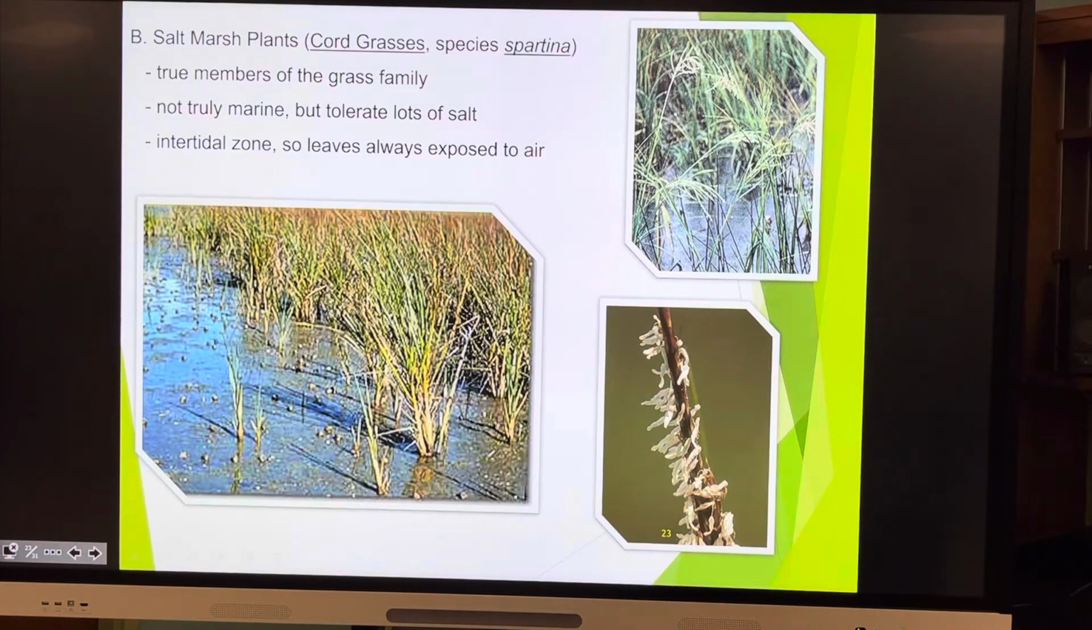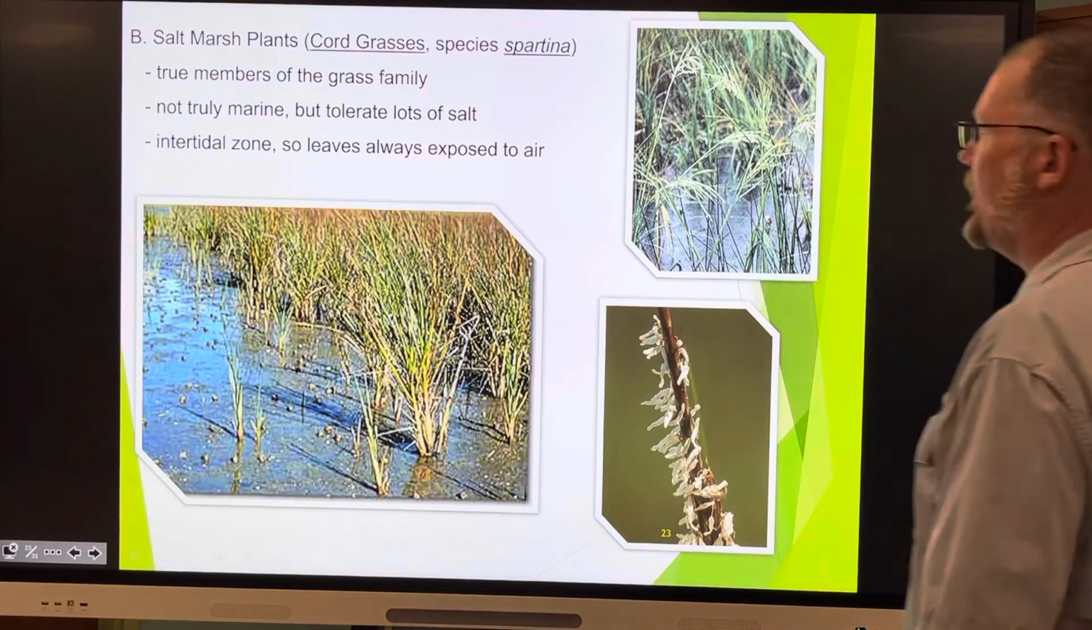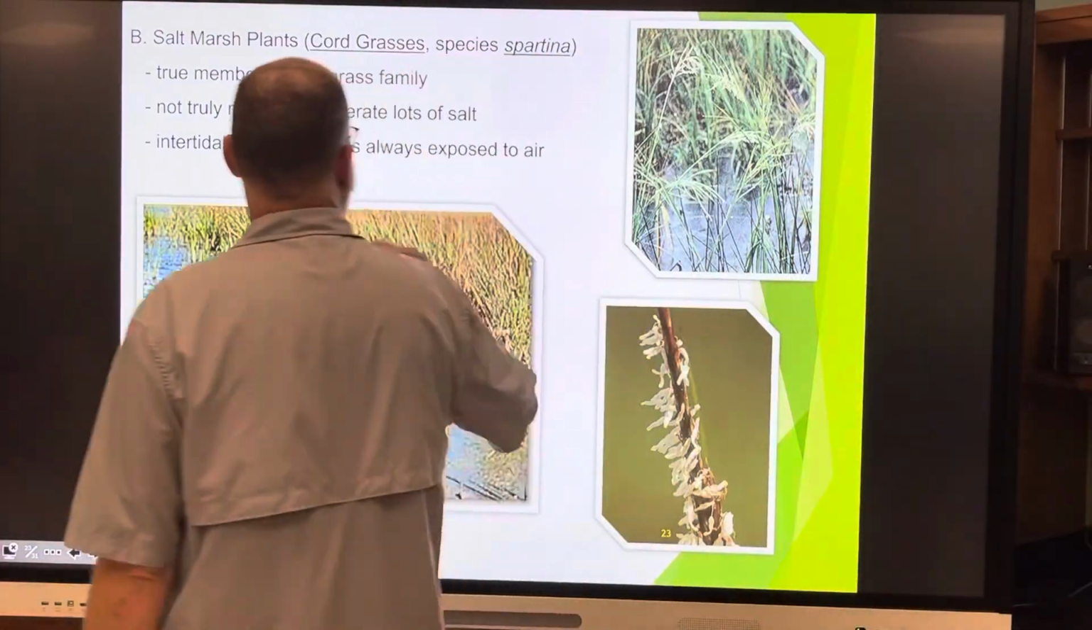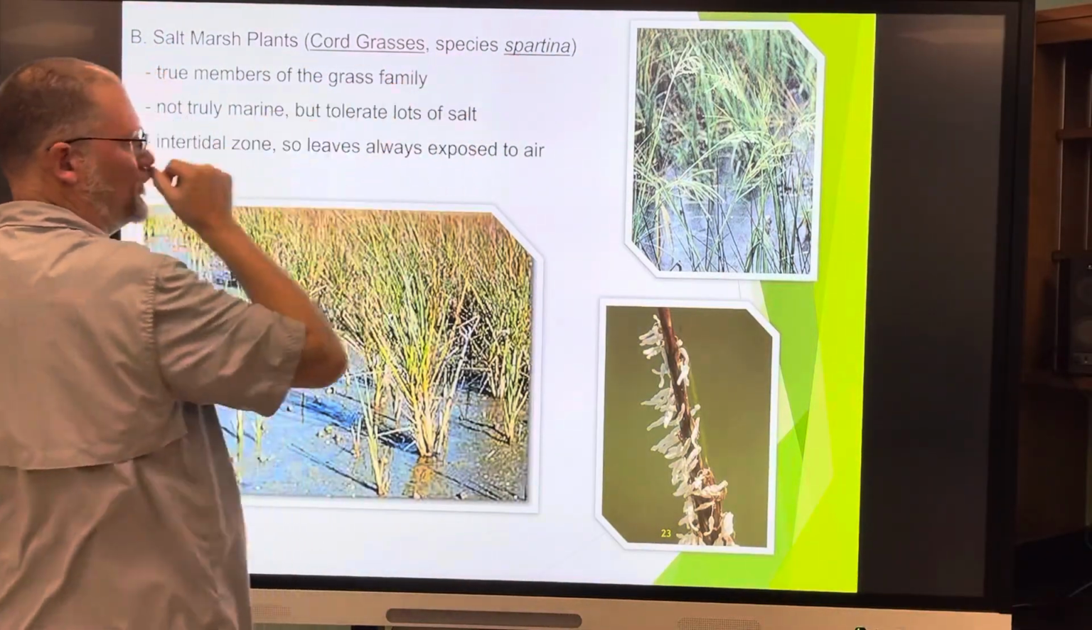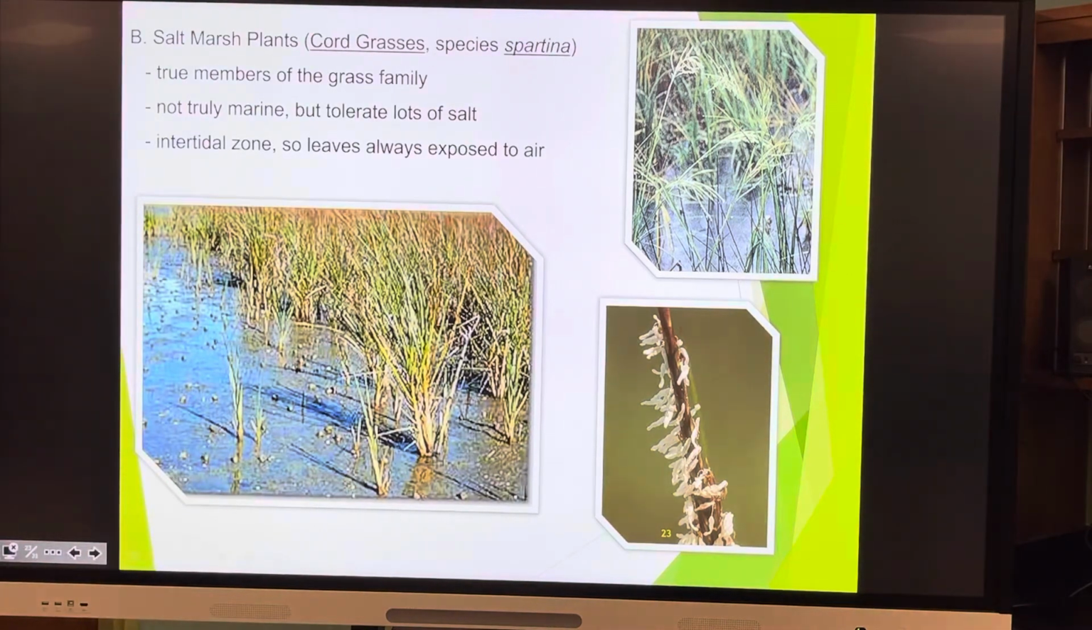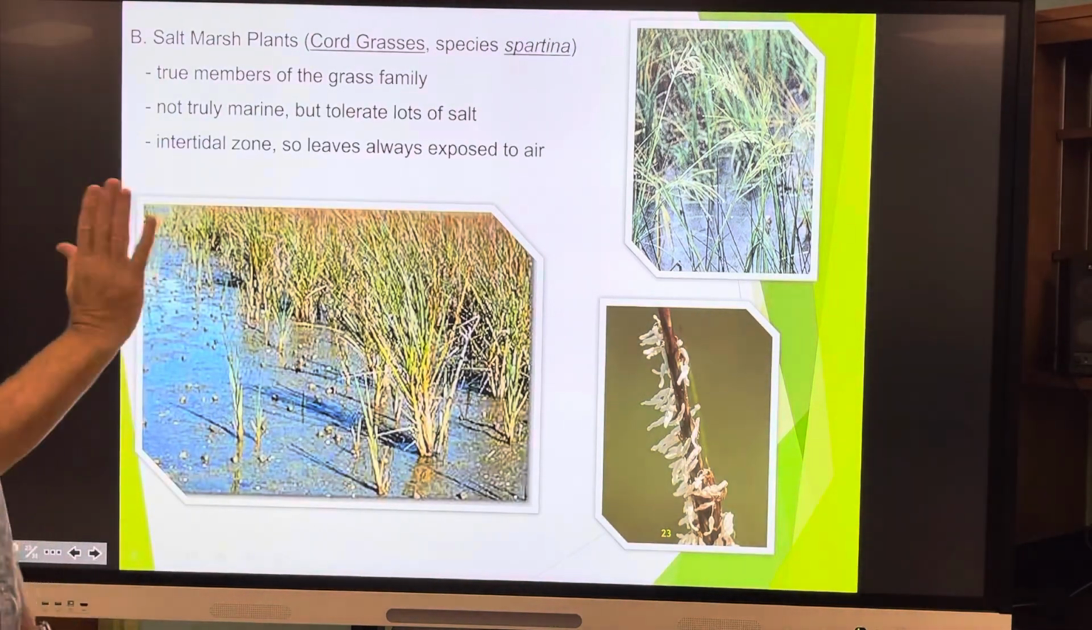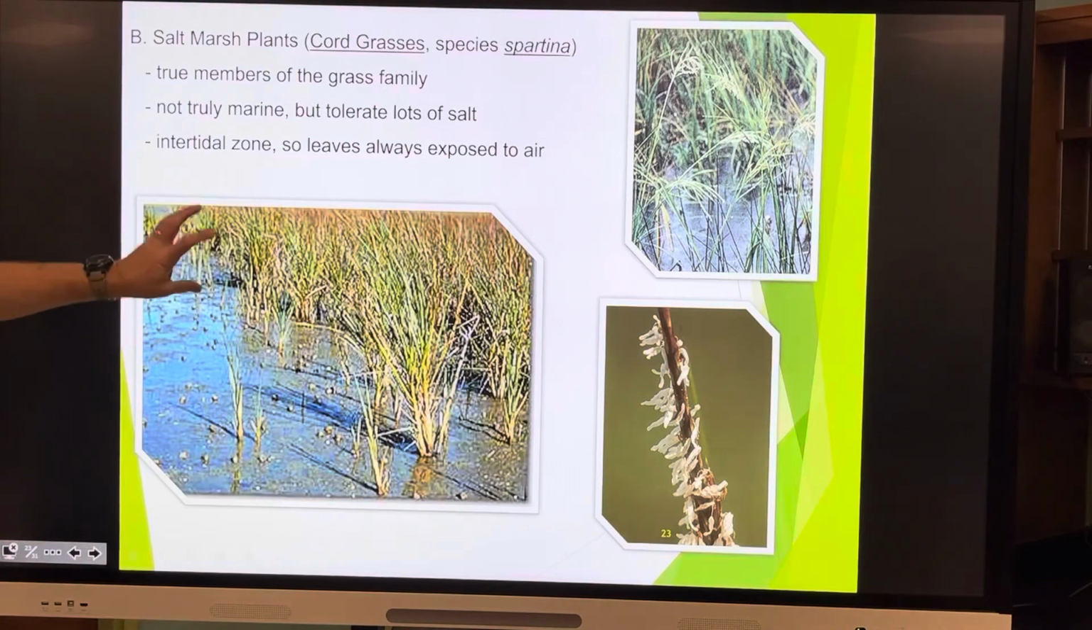And now we're moving on to salt marsh plants. In particular, this species is called Spartina, and you can see that that is a species name because of the lowercase and italicized. These are true members of the grass family.